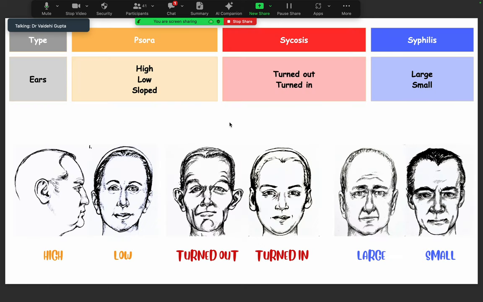So comparing the three miasms, in Psora the ears are high, low or sloped. In Sycosis, the ears are turned out or turned in. In Syphilis, they may be large or small.